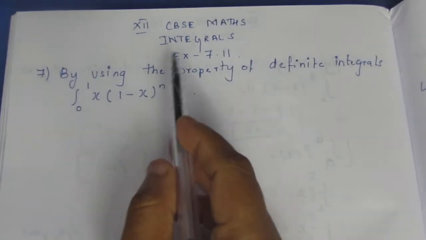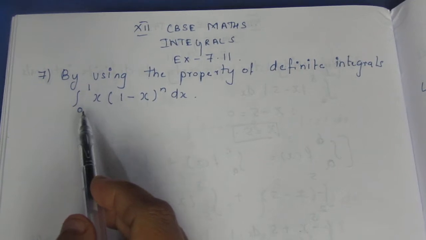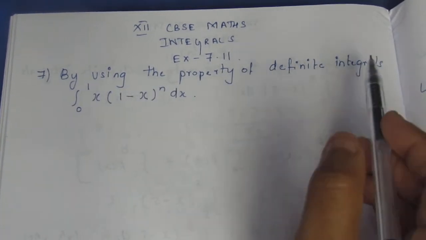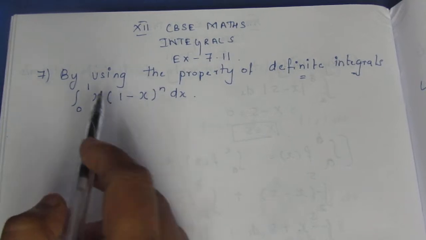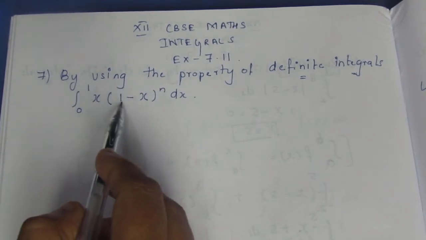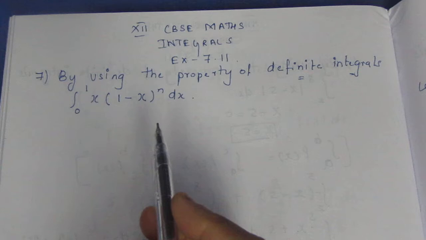Today we are going to see 12 CBSE Maths Integrals exercise 7.11 question number 7. Let's see the question. By using the property of definite integrals, we are going to use the definite integrals property here. Integration of x into (1 minus x) power n dx from 0 to 1.